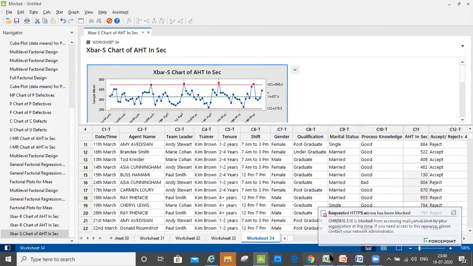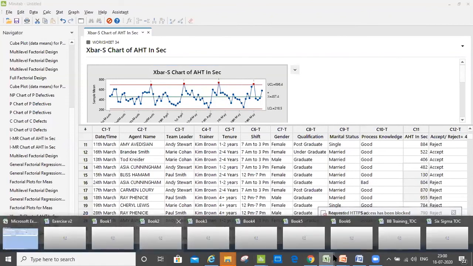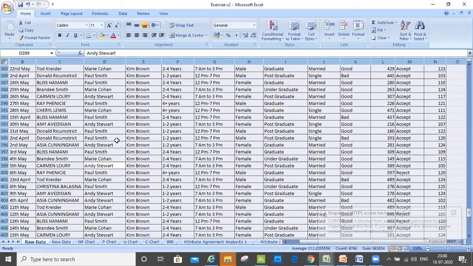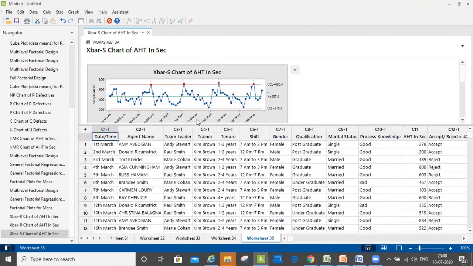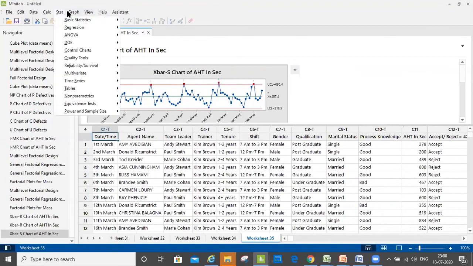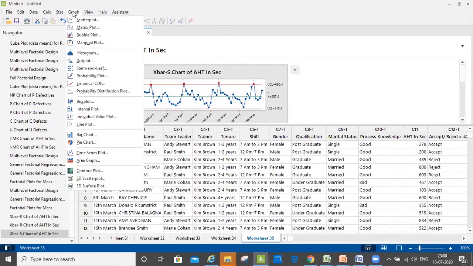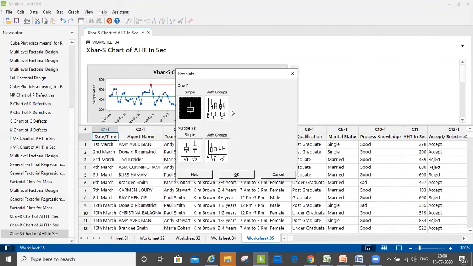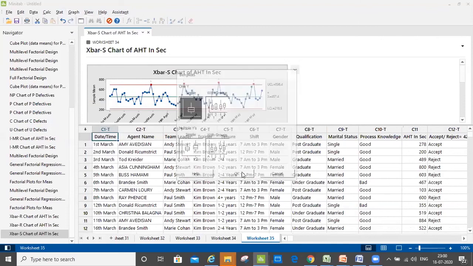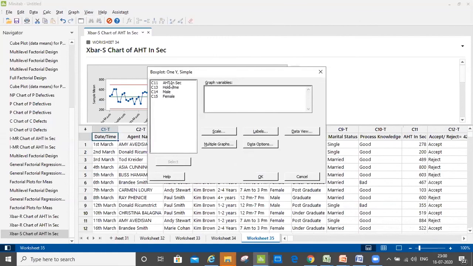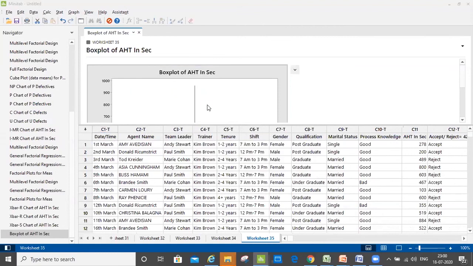So we have the data. Here is my example sheet, the exercise. I'm just copying the same data here. I go to Graph, then Box Plot. We can do simple and with groups. I will do simple first. So I want to see the data that I have, HT. How is this being plotted?